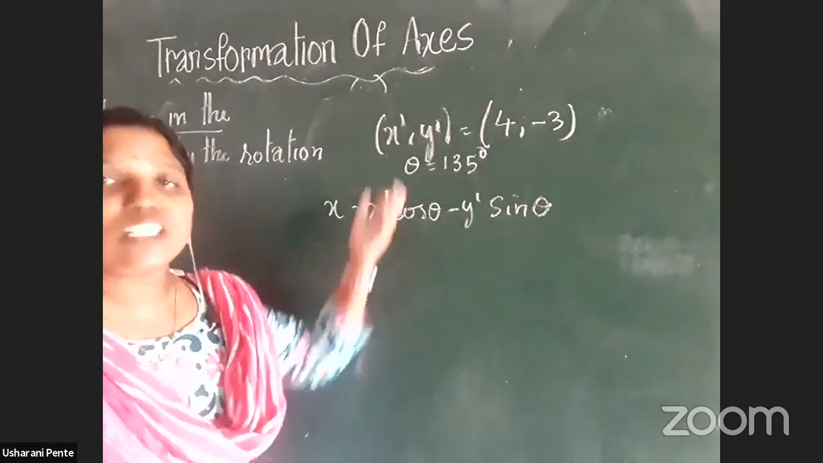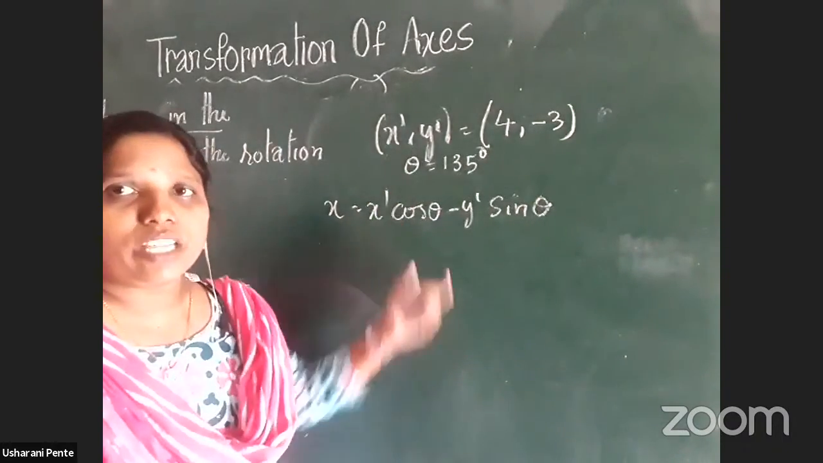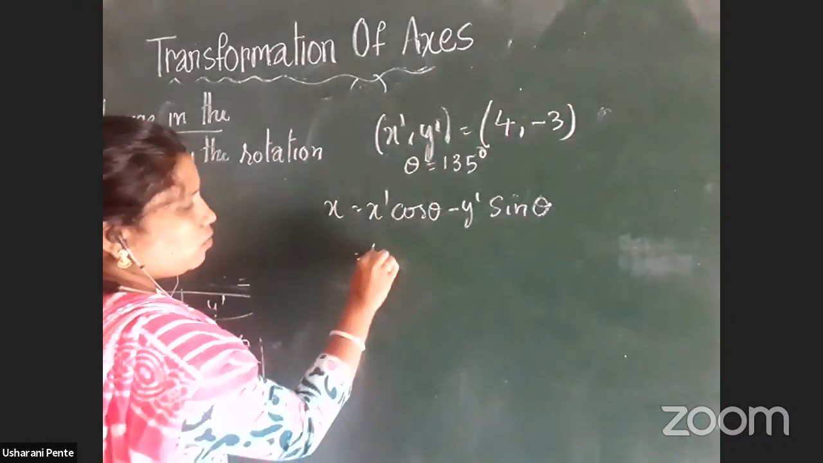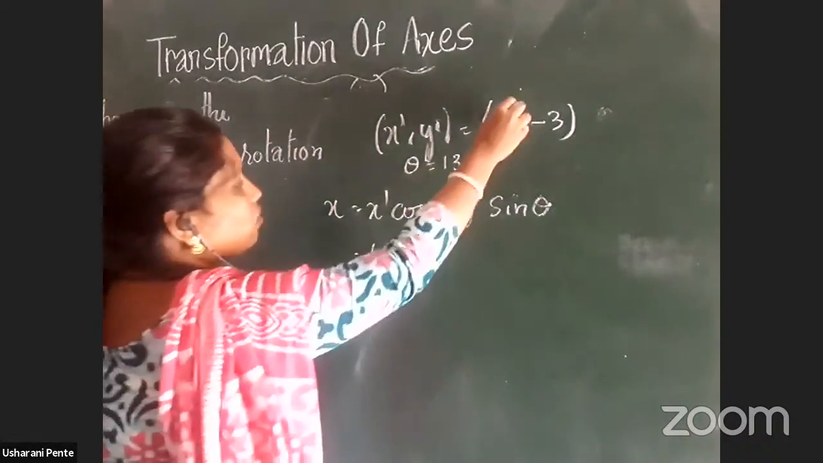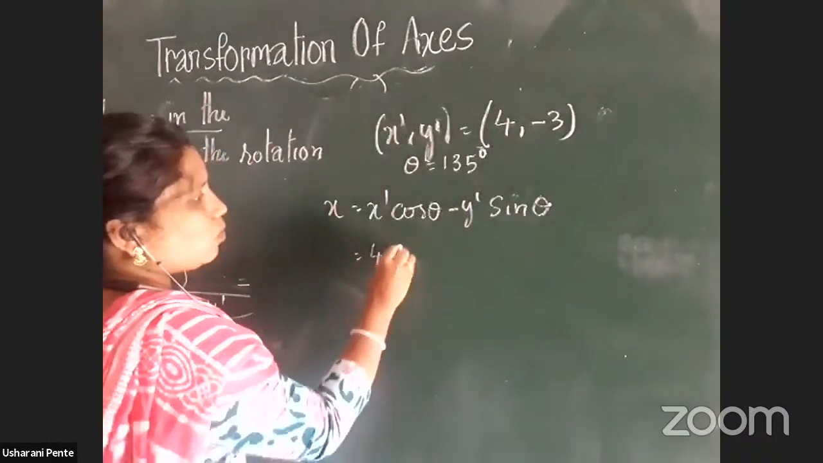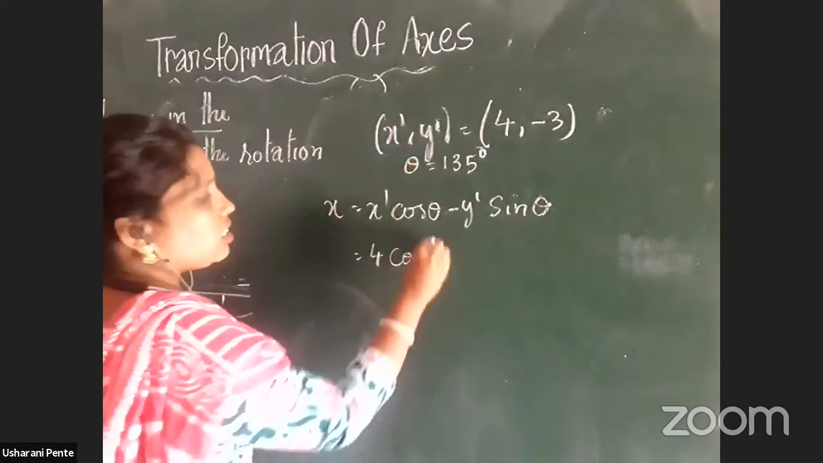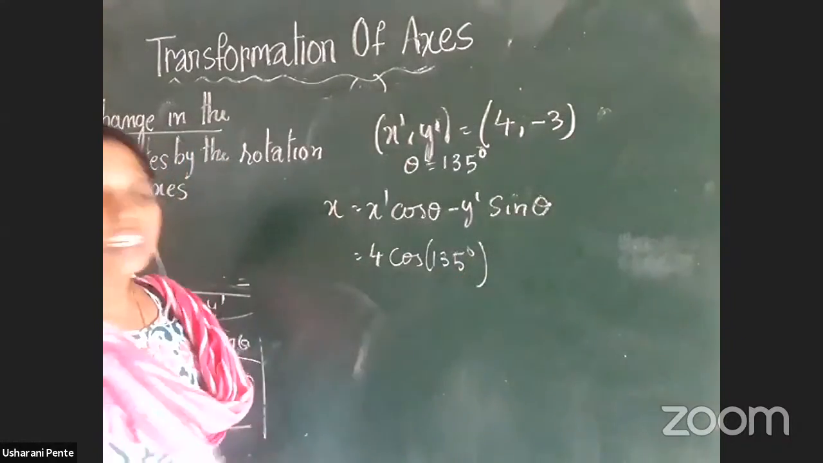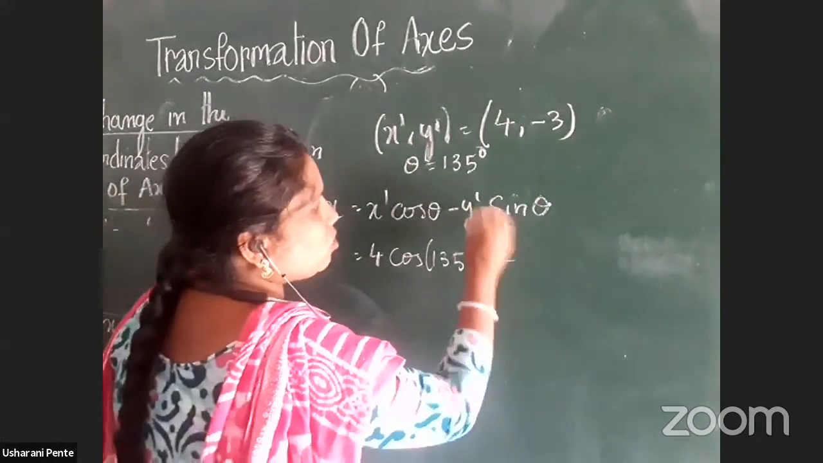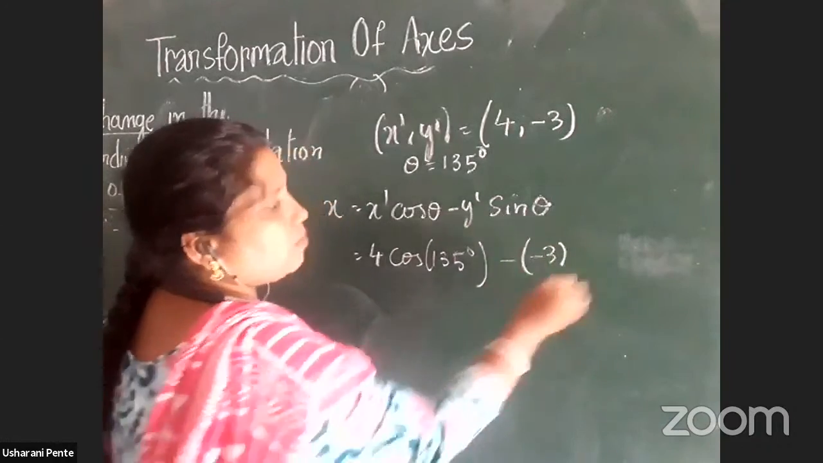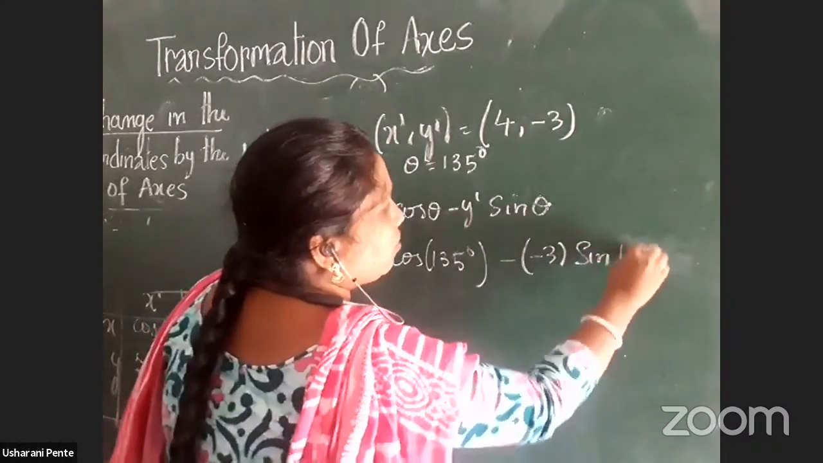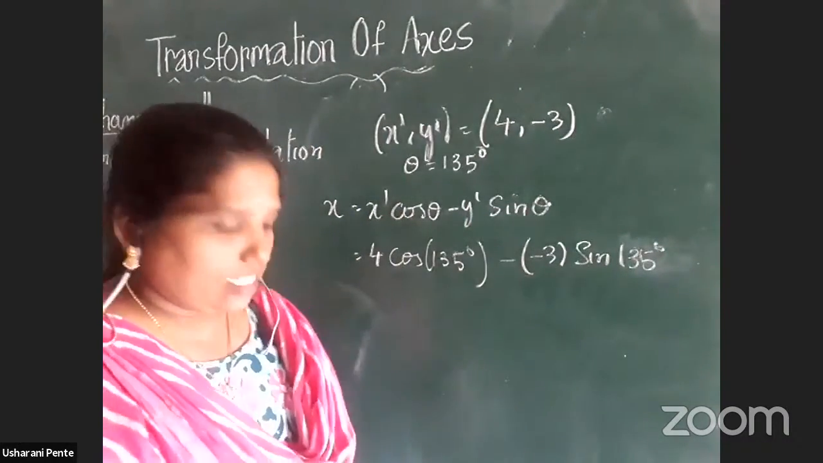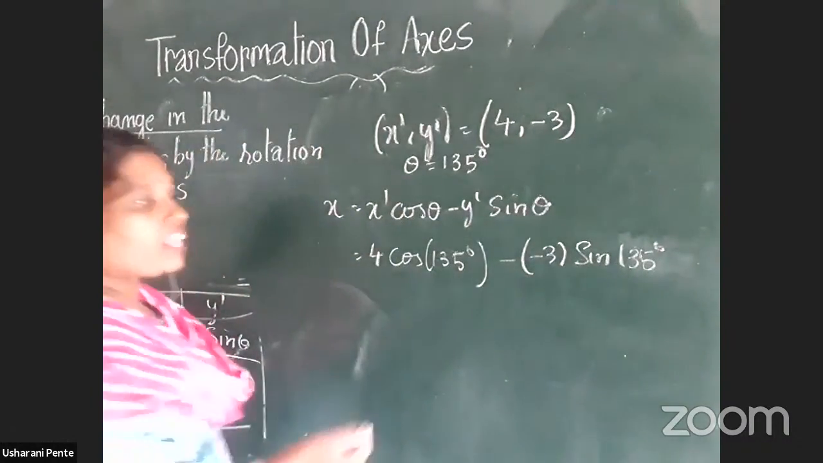By substituting these values in the equation, what do I get? x dash is 4, and theta is equal to 135 degrees. y dash is minus 3, so minus 3 sin 135 degrees. Now we need sin 135 degrees and cos 135 degrees.